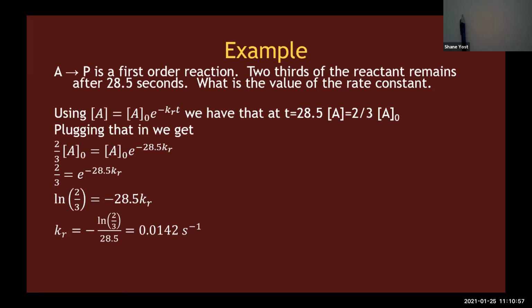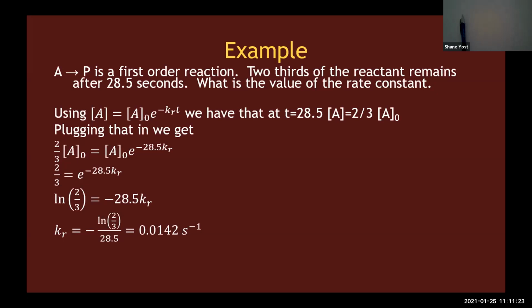Taking the natural log of both sides and then dividing by that negative 28.5, you get that the rate constant is 0.0142. The units for that are going to be inverse seconds. The units for the rate constant have to be inverse seconds because it is a first order reaction.